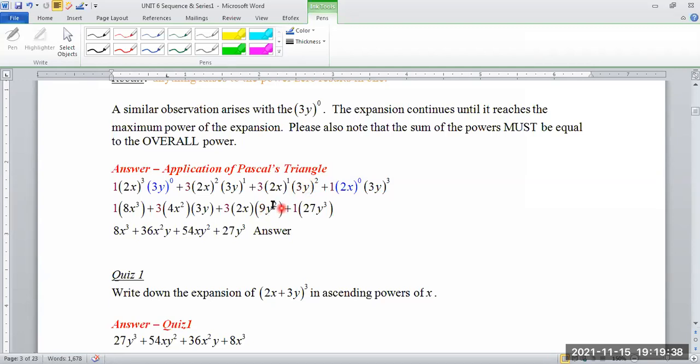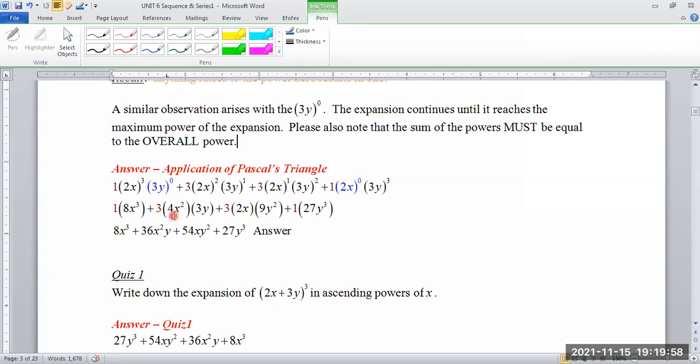So the 1 here is this 1. Anything raised to the power 0 is 1. 3y cubed is 3y times 3y times 3y, or 3 to the third power is 27 and y cubed, 27y cubed. And then 1 times 8x cubed is 8x cubed.